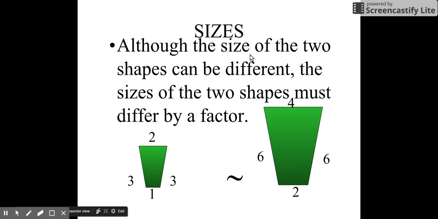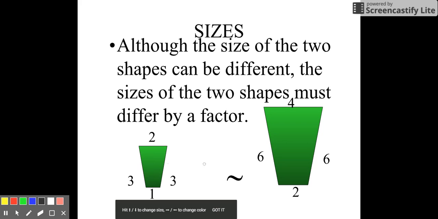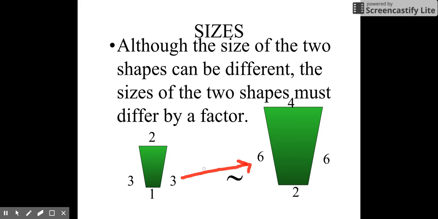Now, although the size of two shapes can be different, there is a factor that will always stay the same. So when we're looking at a factor, what we want to identify is how do you go, for example, from 3 to 6. Remember, they have to be the same, so you can't necessarily say plus 3, because if you look at 2 to 4, that is an addition of 2, not 3. So we can't necessarily use addition, so there has to be something else to make it work.